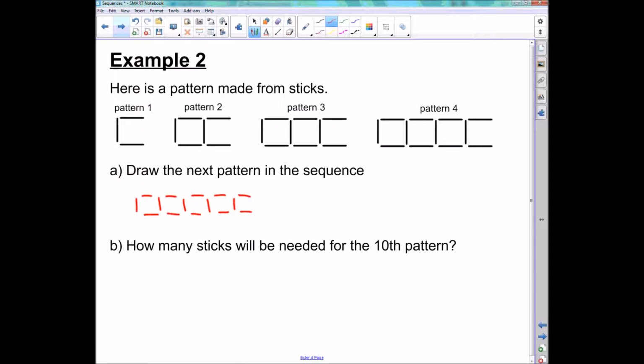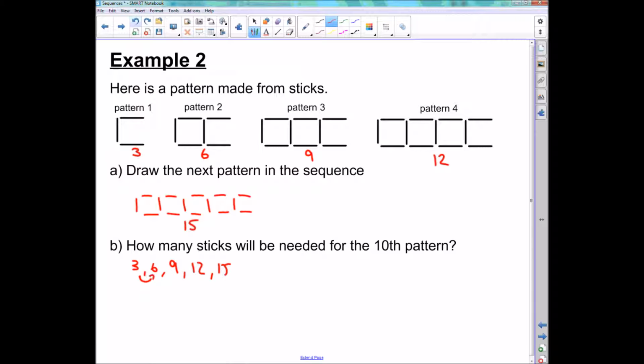Now again, just like in my previous example, I could draw out all the patterns up to pattern 10. But instead, there's a quicker way of doing this, and that is using nth term rules. So what I need to do is I need to assign numbers to these patterns. Now what I'm going to do is count the number of sticks there are. So there's 3 in the first pattern, 6 in the next, 9 in the next, 12 in the fourth, and even my 5th pattern here I've got 15. So writing those all out next to each other, I've got 3, 6, 9, 12, 15.